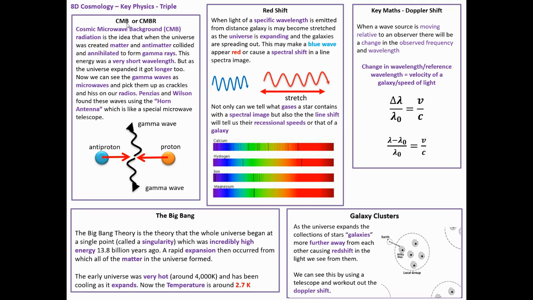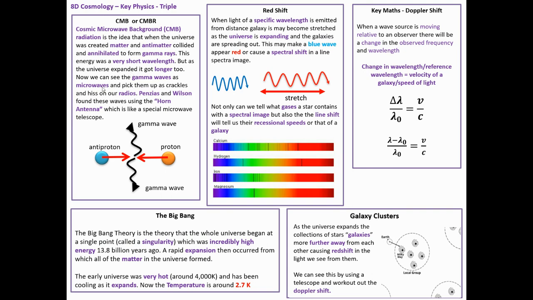So we've got cosmic microwave background radiation, or just CMB, as it's often called. That's the simple idea that when the universe was created, matter and antimatter, so it might be antiprotons and protons, came together. They annihilated. So when particles and antiparticles come together, they annihilate, and they produce energy in the form of a wave. So gamma rays are produced, and the energy there has a very short wavelength. That radiation is very short. But of course, if the universe is getting bigger and bigger, so expanding, the wavelength got longer too over time.